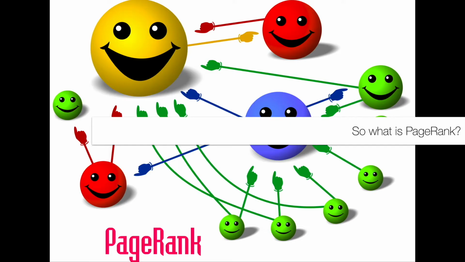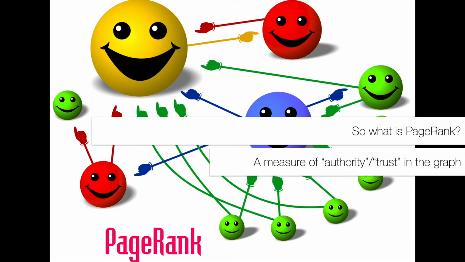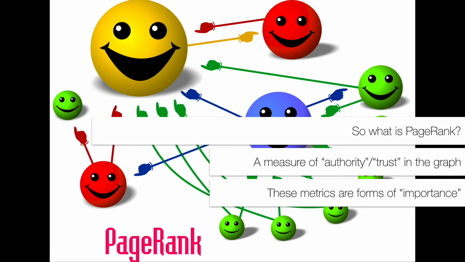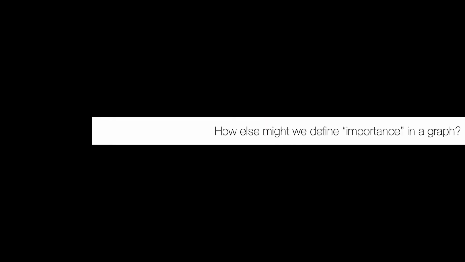So from a high level, we can ask, what really is PageRank? In some sense, we can think about it as a measure of authority or trust in the graph. And the book talks about this as a method for identifying trustworthy pages. So these pages or nodes in the graph with high PageRank scores are in some sense more authoritative or more trustworthy. And really, these are just a form of identifying how important a particular node is to the graph or to our use case. But that may not be the only way that we define importance.